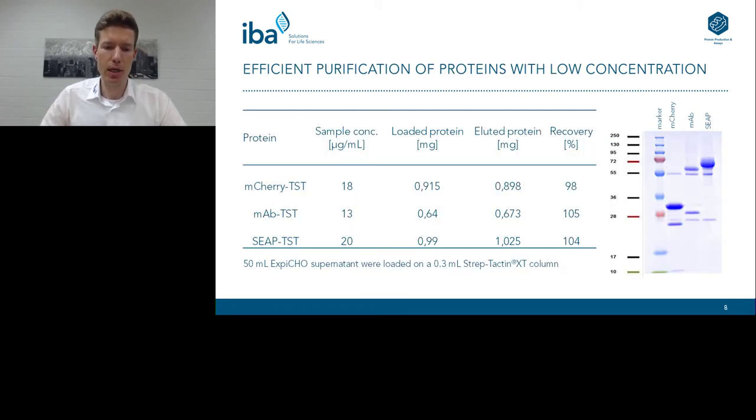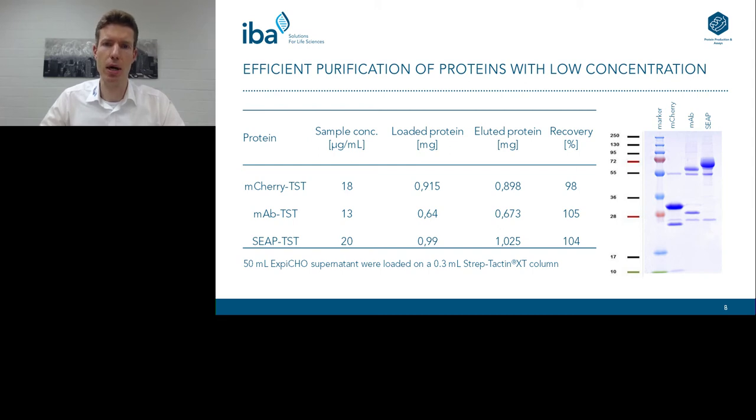In another experiment, we wanted to see what happens if we purify proteins from Expi supernatants at very, very low concentrations. The Expi systems provide very high titers, but if you have a very hard to express protein, even these powerful systems can result in a low concentration of protein in supernatant.